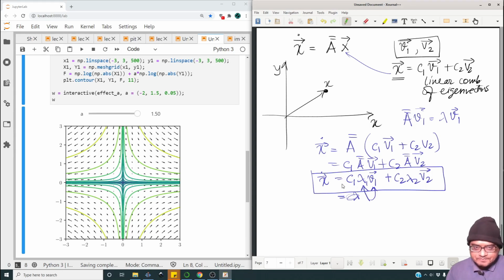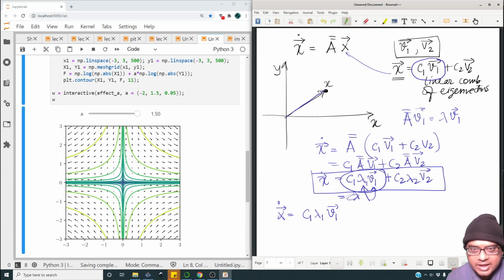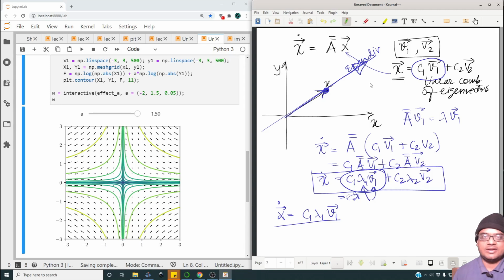So if we choose the initial point to be aligned with v1, if the initial point only consists of this eigenvector, then x dot will be c1 lambda 1 v1. It will be only this term. I'm just choosing the initial point to lie on that eigen direction, and this means that I am going to increase this vector continuously along the same eigen direction.